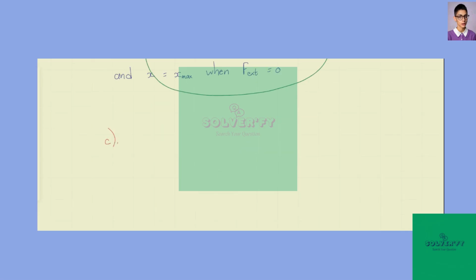Lastly, in part C of this problem, we want to know the phase difference between the driving force and the displacement, and as mentioned above, the phase difference phi is equal to 90 degrees.